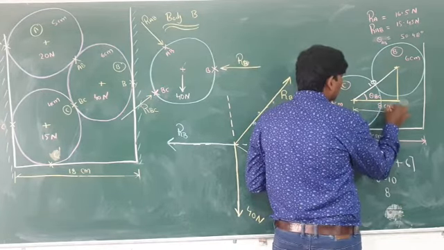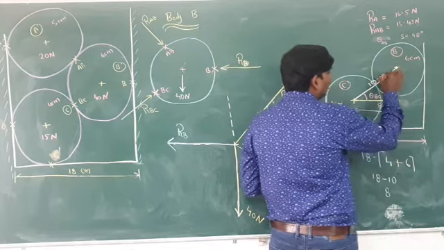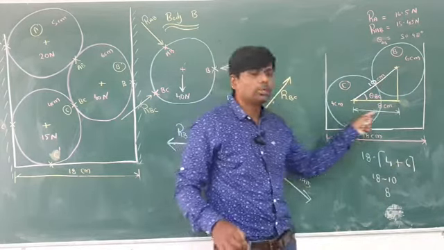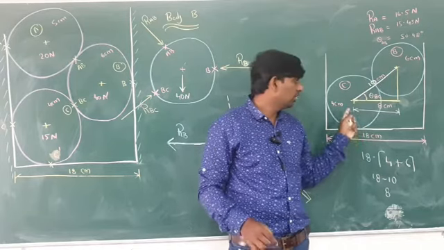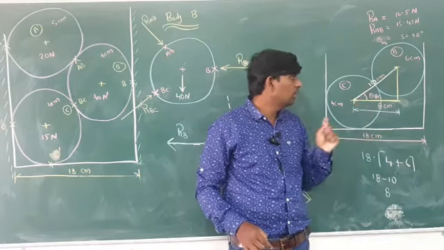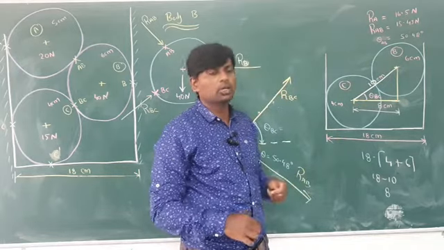This is 8 centimeter, and this one is your 10 centimeter. The bottom one is your 8 centimeter, and the inclined one is your 10 centimeter. Now easily you can find out the side.